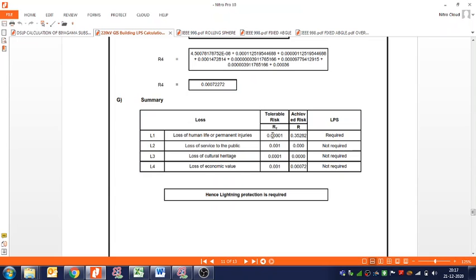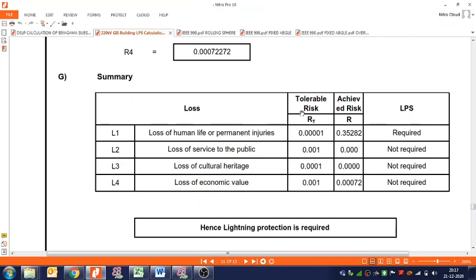If the calculated risk R is less than 10 to the power minus 5 per year for loss of human life, we can see here this is 10 to the power minus 5, and this is the acceptable risk, and this is the calculated risk. So if the calculated risk is less than the tolerable risk, then lightning protection is not required. And if the calculated risk exceeds the tolerable risk value, in that case the lightning protection is required.